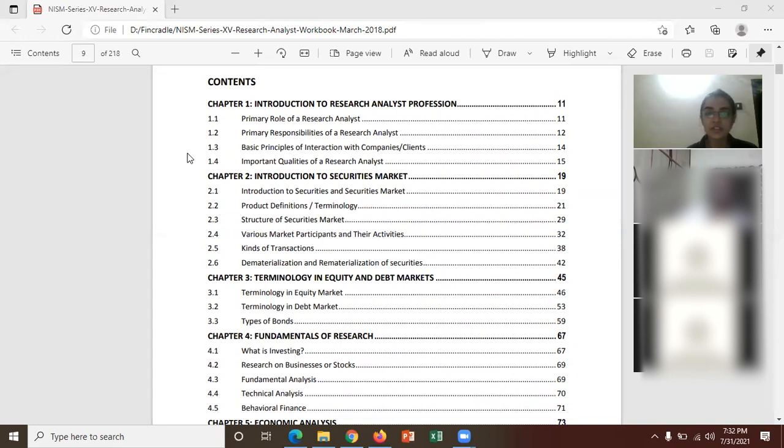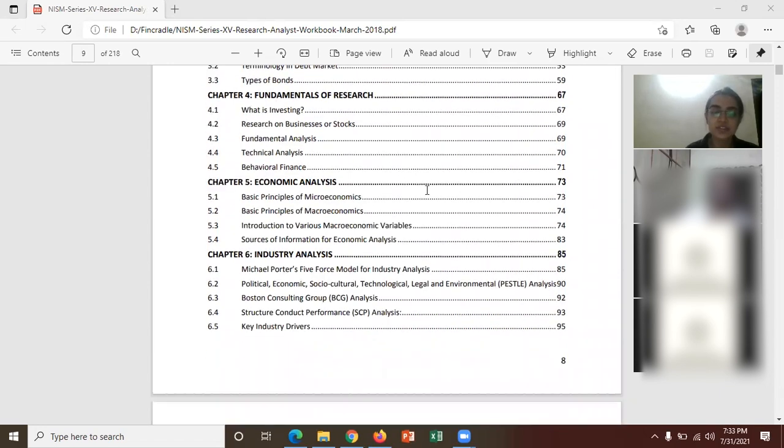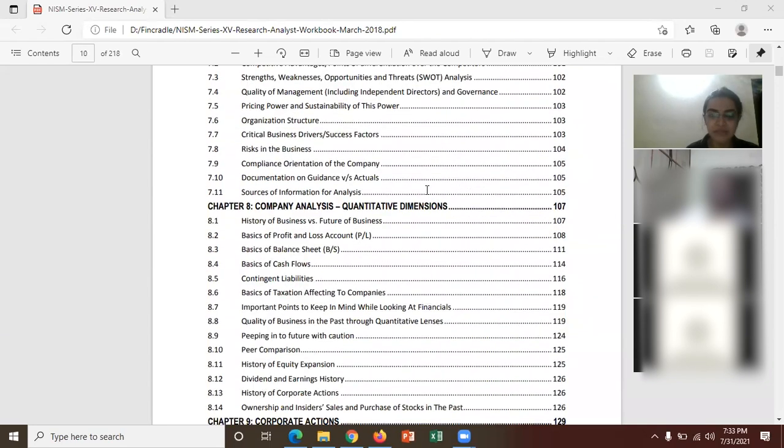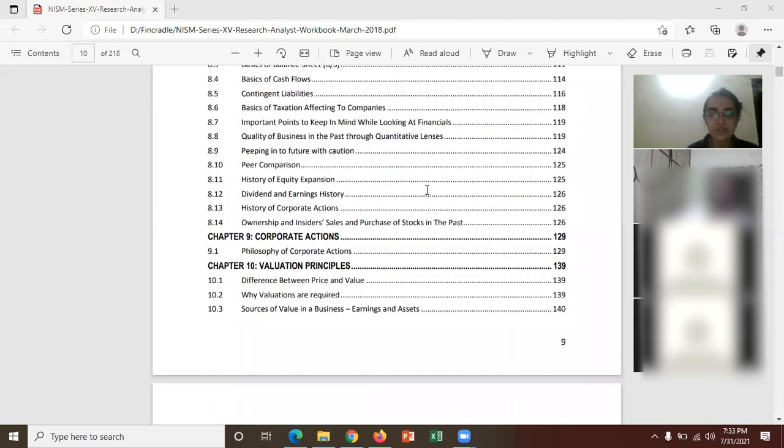If I just have to go through what all things we will be covering, the first one is the introduction to the research analyst profession: what you actually mean by the research analyst, and what all we will be going through in this module. Then introduction to the securities market, then the bond market, the debt market, then the fundamentals of research, then the EIC and CIE approach we will be studying. I will let you know, just don't get bogged down by these big words. In the company analysis, we'll be studying the qualitative analysis and the quantitative analysis of a company.